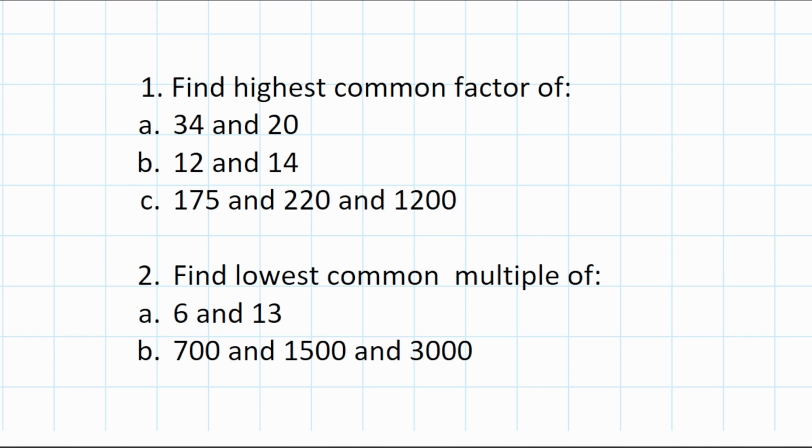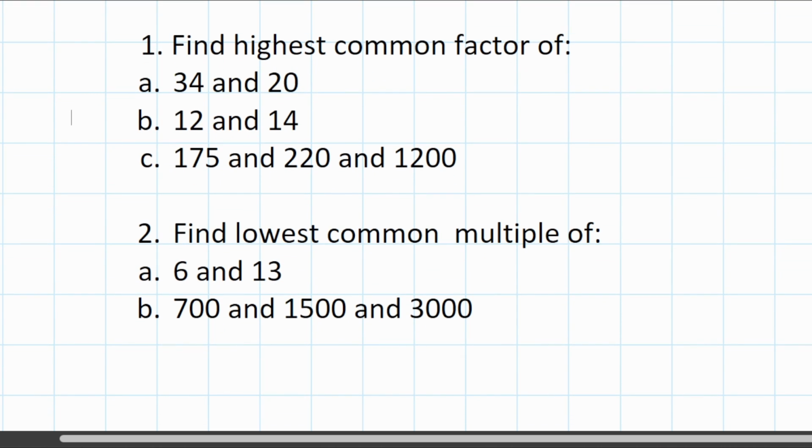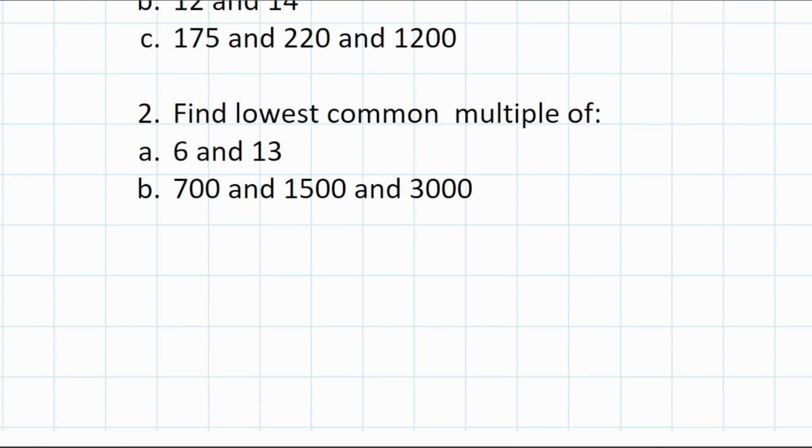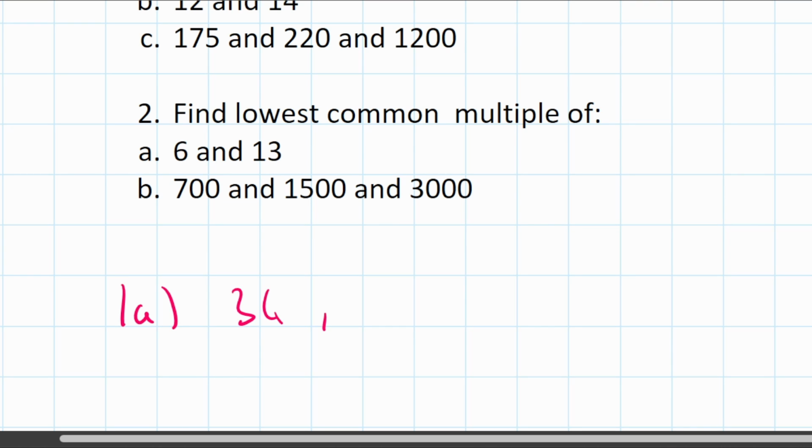Okay, so these are the quiz questions. Feel free to pause the video and have a go for yourself, and then come back for the answers. Okay, so let's get into it. For the first question, we want to find the highest common factor of 34 and 20, first of all. So let's write it down here, 34 and 20.